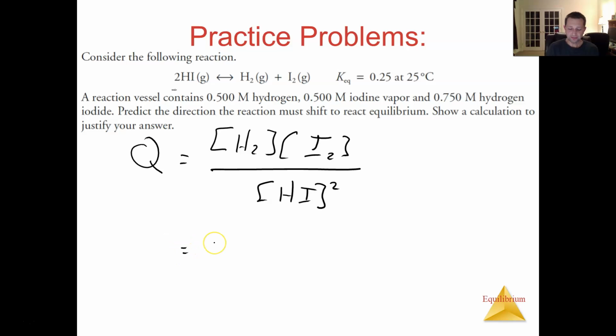All right, plug my numbers in. For H2, it was 0.500 molar. I2, that should be a bracket. I2 was 0.500 molar.